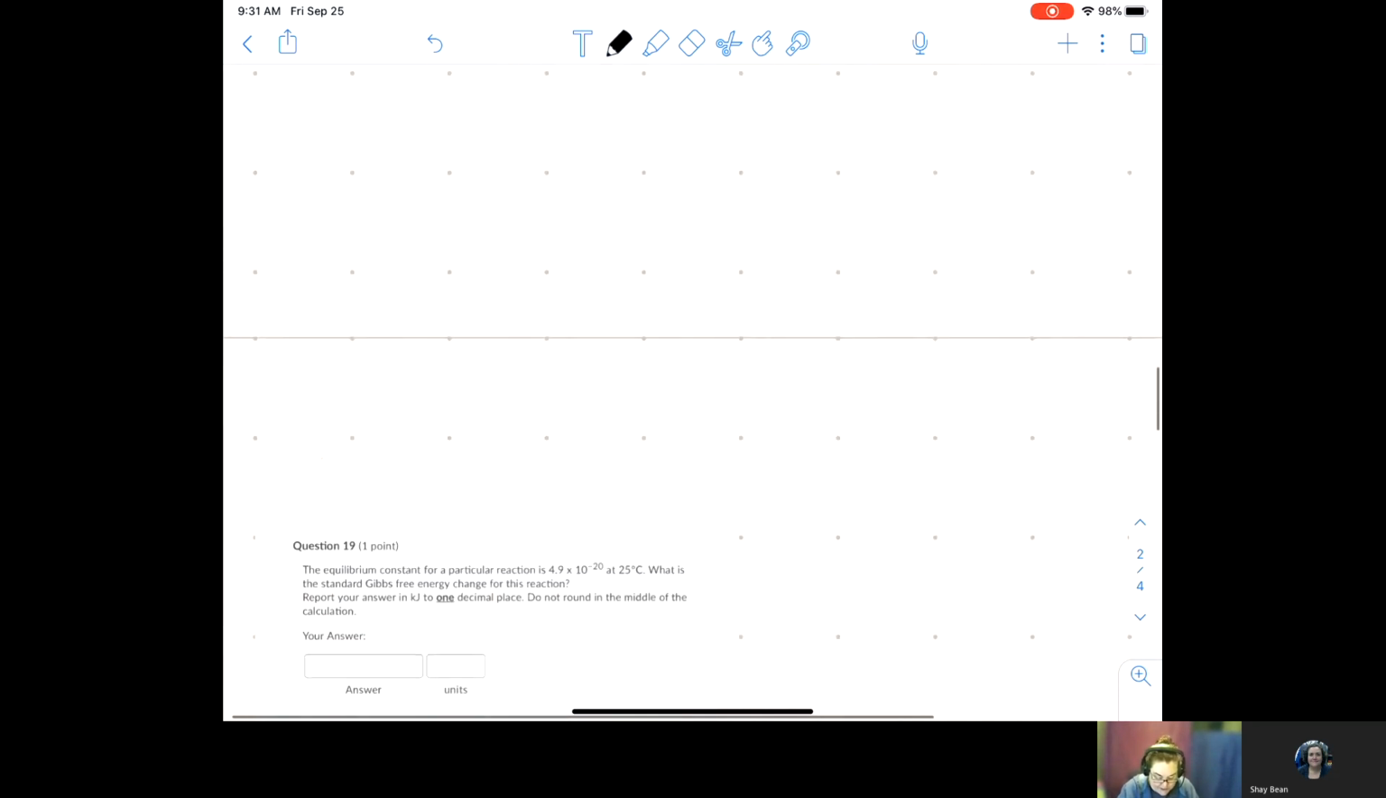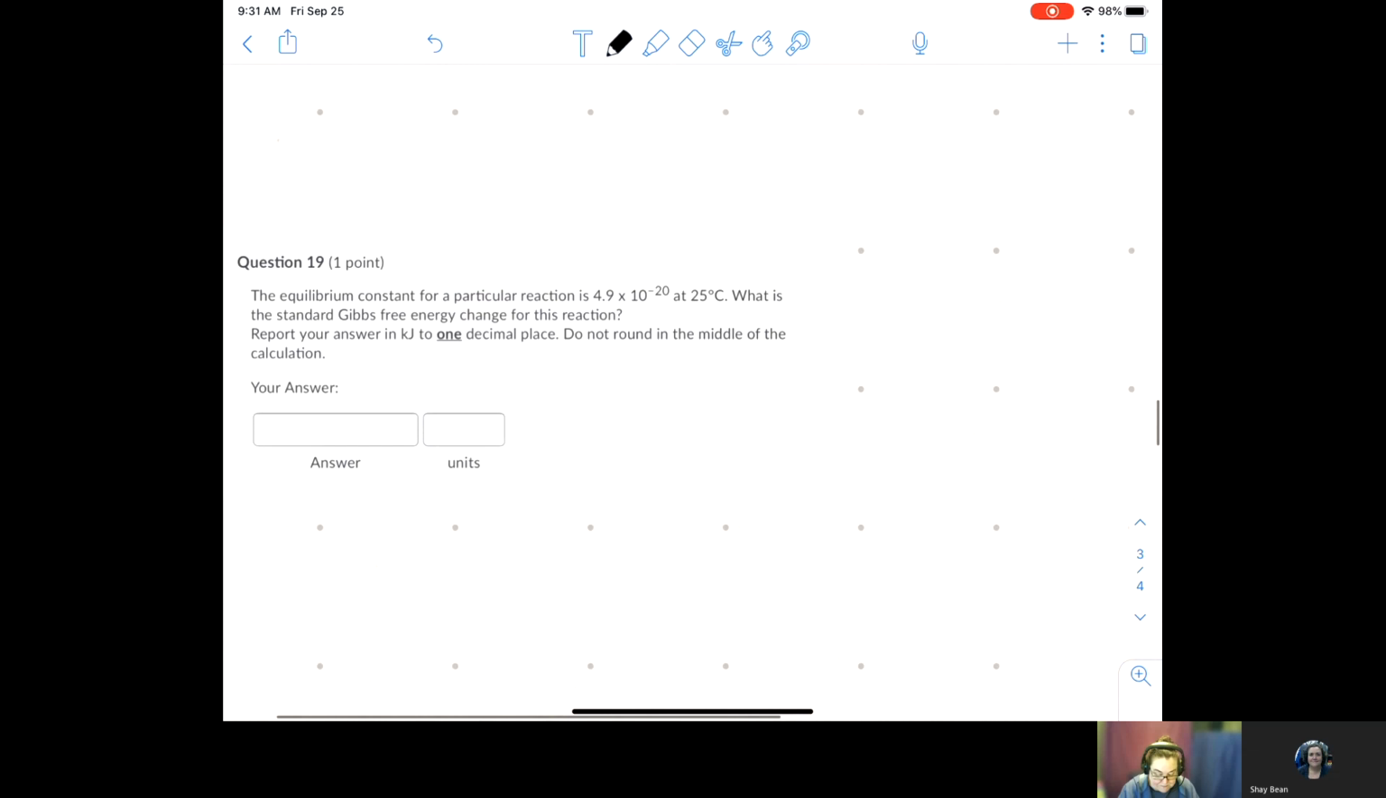Let's do one more. You'll see these problems on your practice set. Your numbers will be different than mine. This gives you an opportunity to practice. So in question number 19 on one of your practice sets, the equilibrium constant for this particular reaction is 4.9 times 10 to the minus 20. Notice that that means it's not spontaneous. It is asking what is the Gibbs free energy change for this reaction. Delta G naught, it's the standard, equals minus RT log K. I'm expecting a delta G naught to be positive because it's not spontaneous, so I'll double check that.